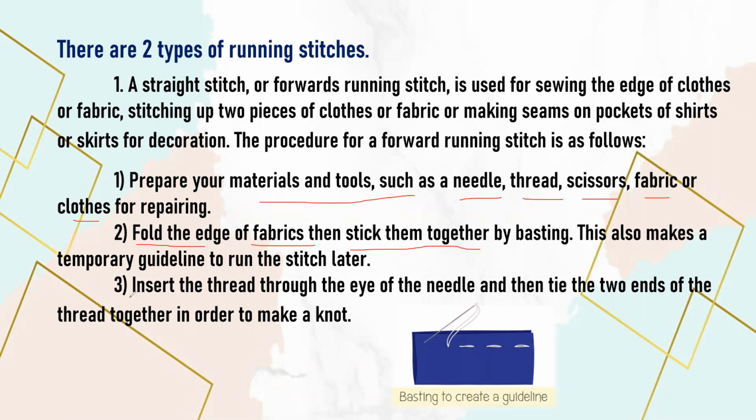Okay, now number three, what we're gonna do, we're gonna insert the thread through the eye of the needle, right? The thread we already have, we're gonna put into the small hole on top of the needle. In the eye of the needle, we're gonna insert it, and then tie the two ends of the thread. How long we need the thread, we're gonna take, right, and then cut it with the scissor, and the end of the two threads, we're gonna lock it.